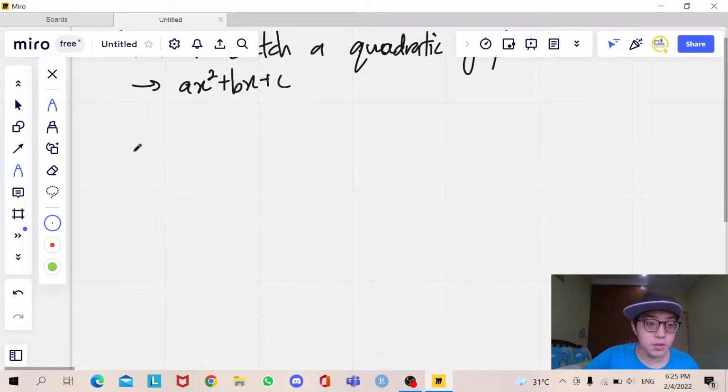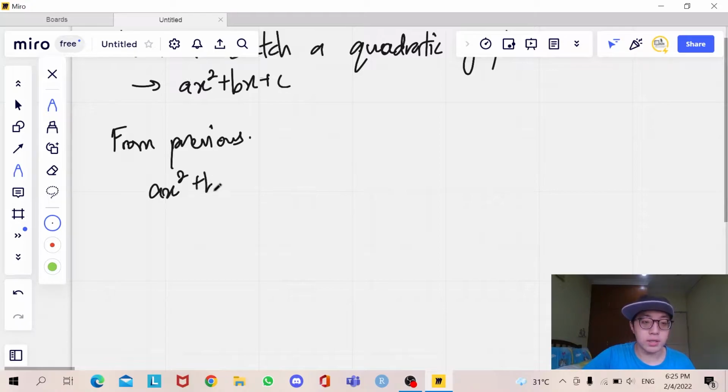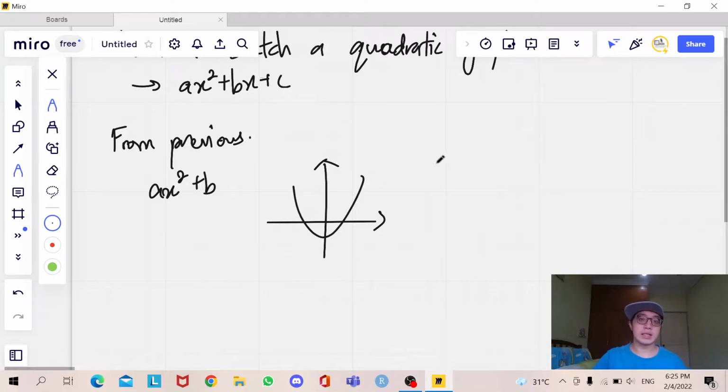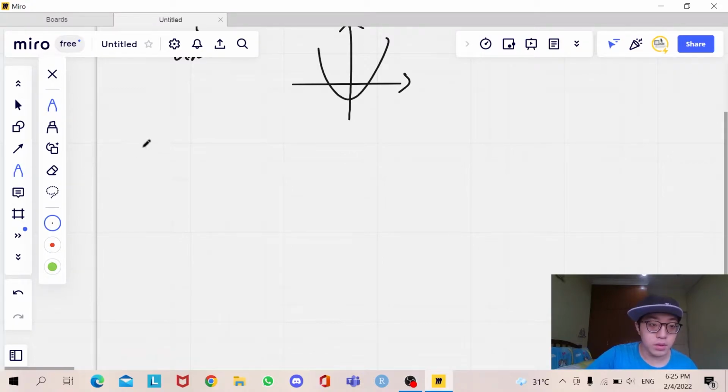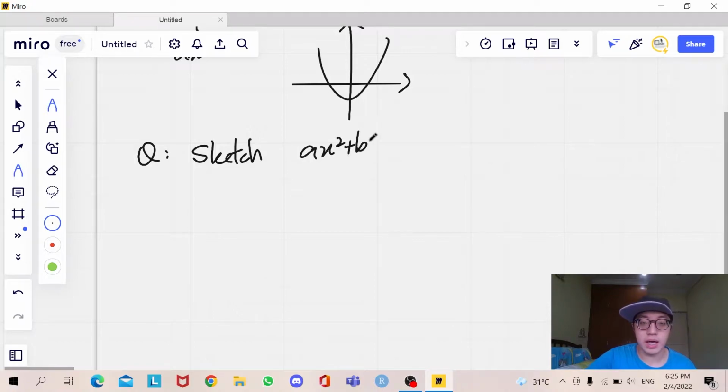From the previous video, I have shown you guys the form ax squared plus b, where you will have this one or the inverted one if a is a negative value. So in this video, we're going to talk about what if the question is to sketch ax squared plus bx plus c. How are you going to sketch it? Because from the last video, the lowest point is always along the y-axis because there is no middle term. But now we have a bx term here.